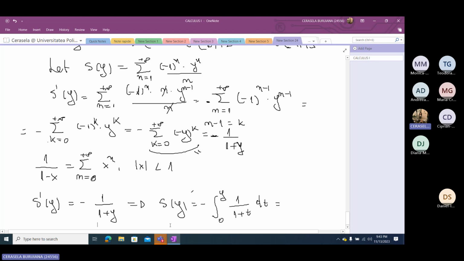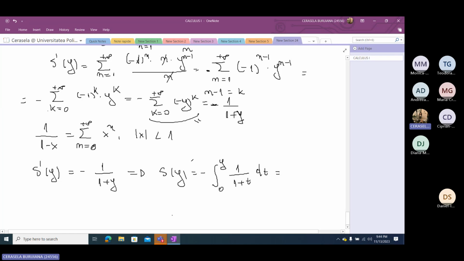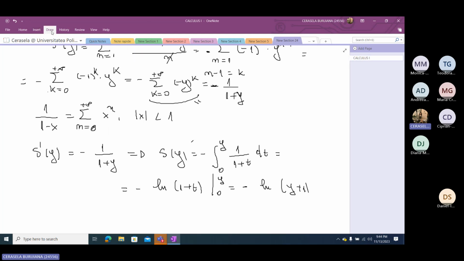Its primitive, I hope everybody knows, is the logarithm of 1 plus t. So we get immediately minus the logarithm of 1 plus t computed from 0 to y, or if I replace, I get minus the logarithm of y plus 1. And one more step to do. I don't need the series in y. I need actually the sum of the series in x.